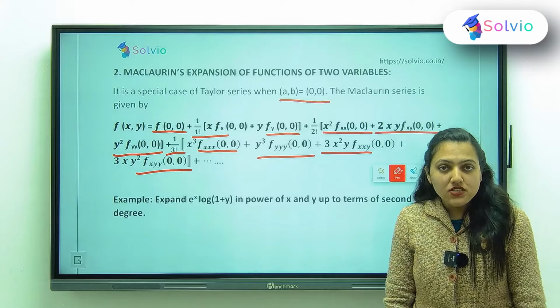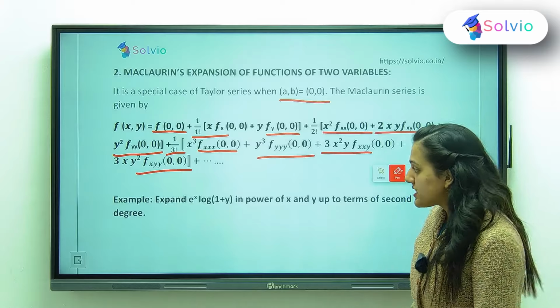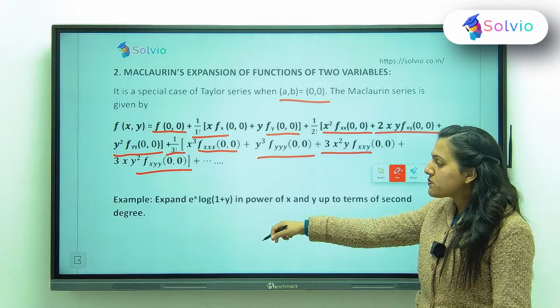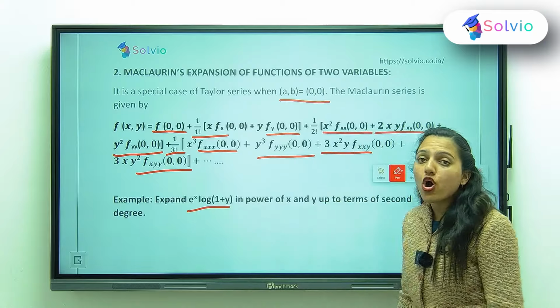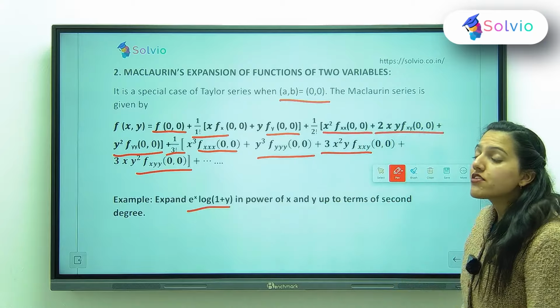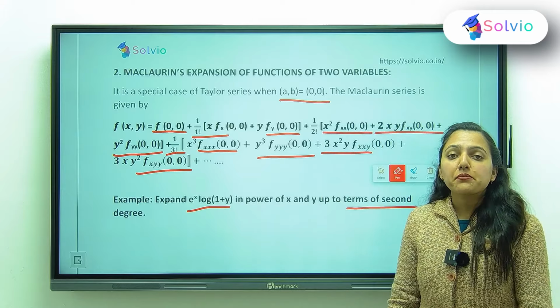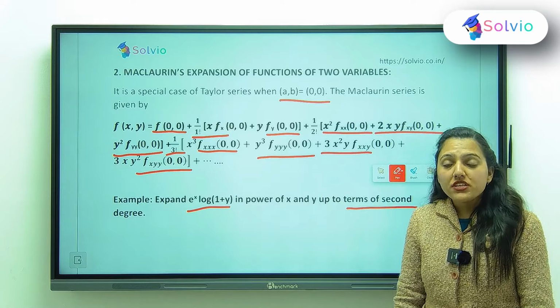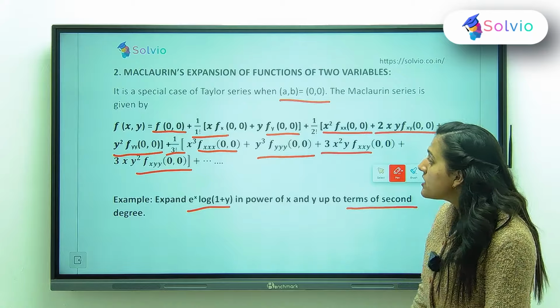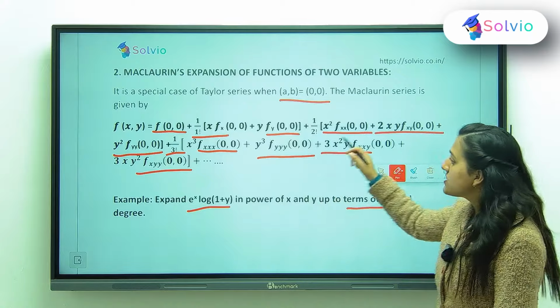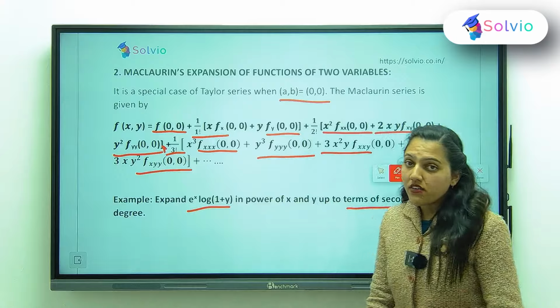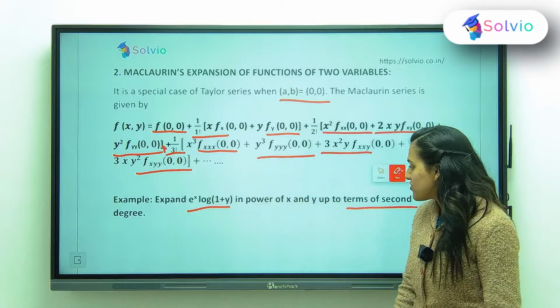Now we will discuss one example related to the concept. Here we need to expand e raised to power x log of (1 plus y) in powers of x and y up to terms of second degree. That means we need to write Maclaurin's expansion up to the second order derivative terms, that is up to here. So let's start the solution.